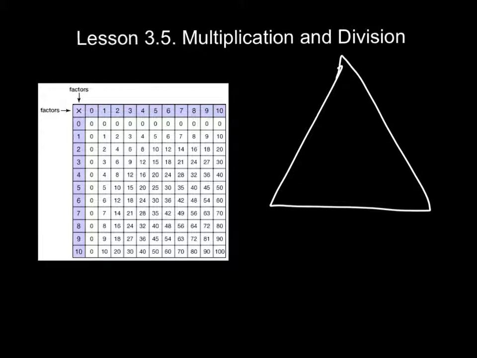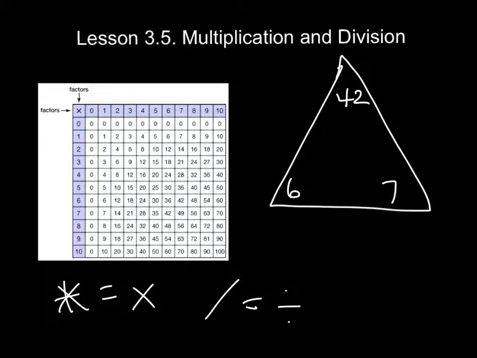Today I'm going to remind you that there are some symbols that you need to remember. The asterisk also means to multiply, so you may see that. The / also means to divide. Those are symbols that can be used interchangeably. So let's go ahead and look at a fact triangle. We take the product 42 and two of its factors. In the center, you will see an asterisk and a /.